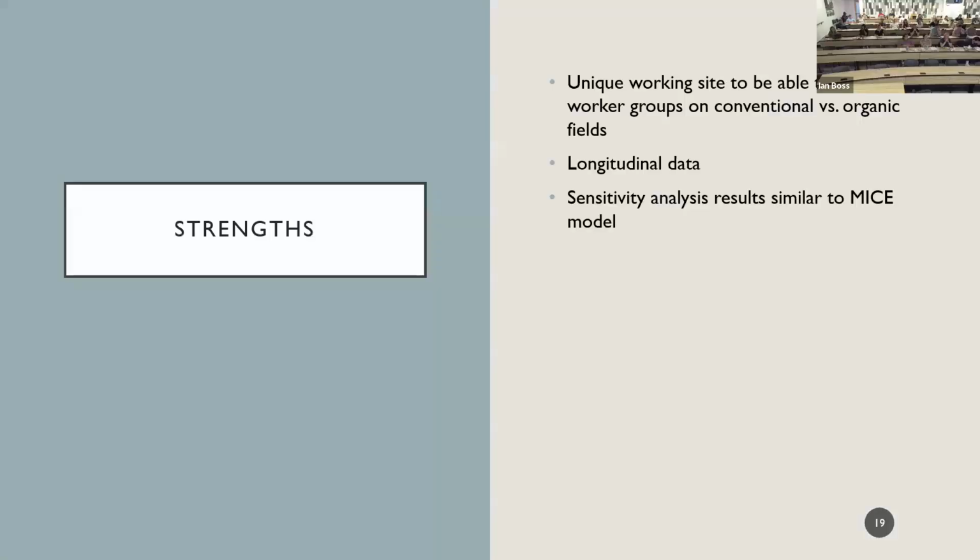So for strengths, I thought this was a really unique working site to be able to compare the work groups on the 2 different types of fields, where almost everything around them was the same: they had access to the same supplies, they were living in the same dorms, eating the same food, and working in the same area. It was a longitudinal study, so I think that's a good way to study this because you're measuring values over time. And then they did do a sensitivity analysis, and the results from that were similar to a validated model.